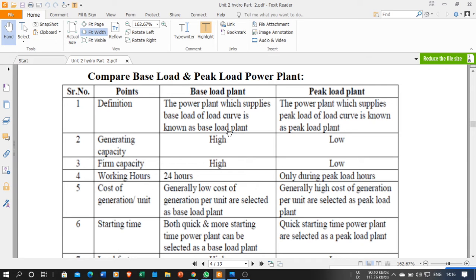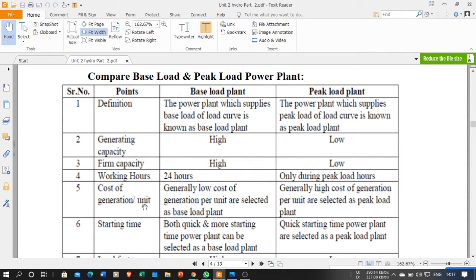Then the capacity for base load plant is high and for peak load plant is low. Working hours: if you consider the base load plant, as we have discussed, base load means the load on the system which will occur 24 hours per day. That is called base load. So it will have to work 24 hours. Okay, and the peak load plant has to work only for a few hours during the peak load hours.